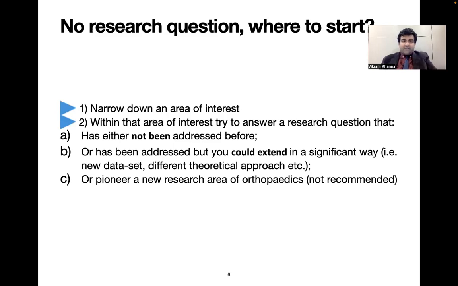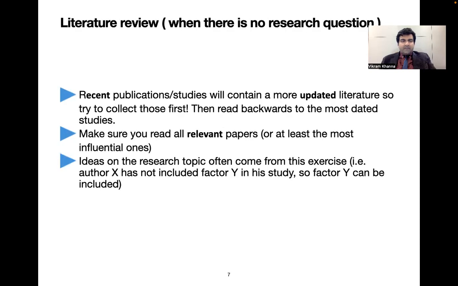Now, if there is no research question, then where to start? Narrow down to an area of research. Within that area of research, try to answer a research question that has either not been addressed before, or has been addressed, but you can extend it in a significant way, that is with a new data set or a different theoretical approach, or pioneer a new research area of orthopedics, which is not recommended.